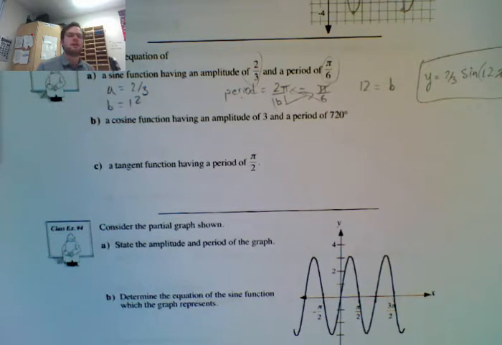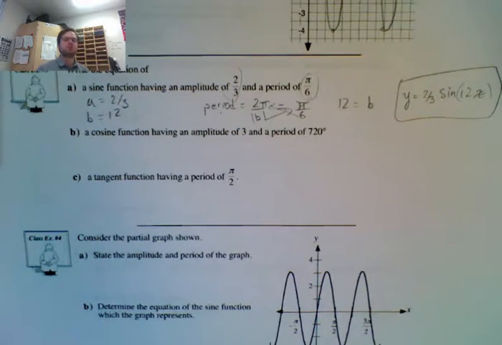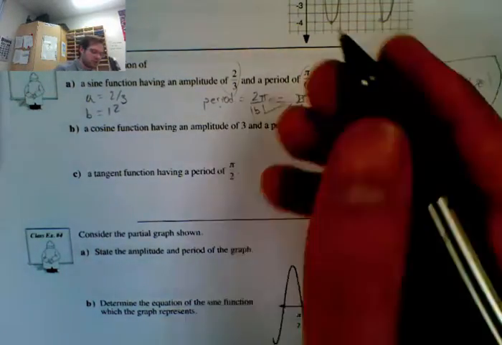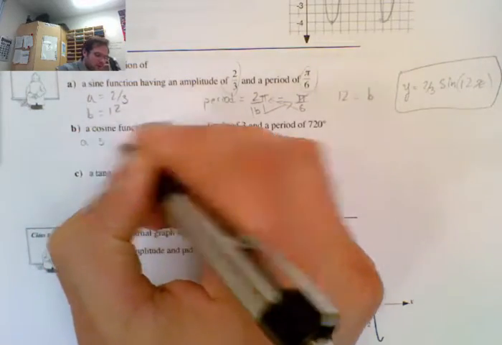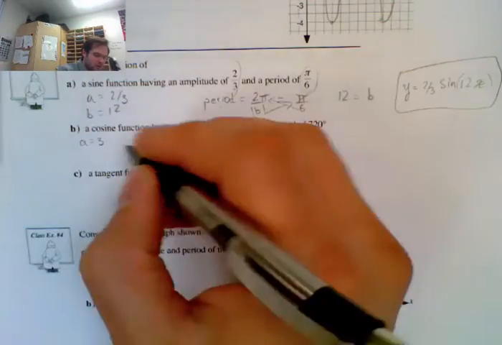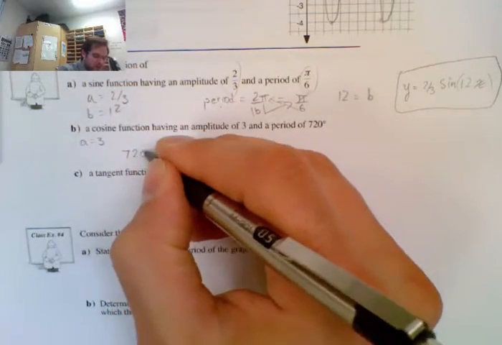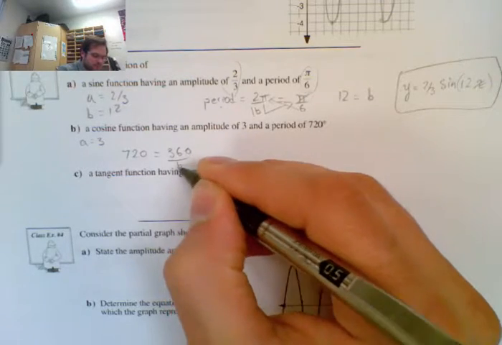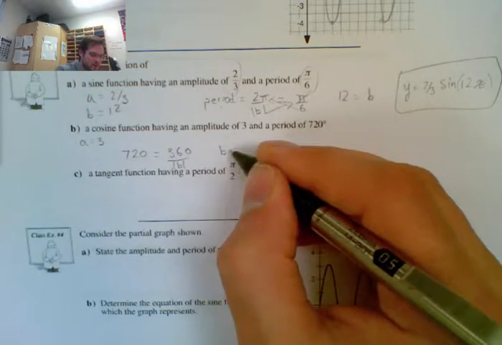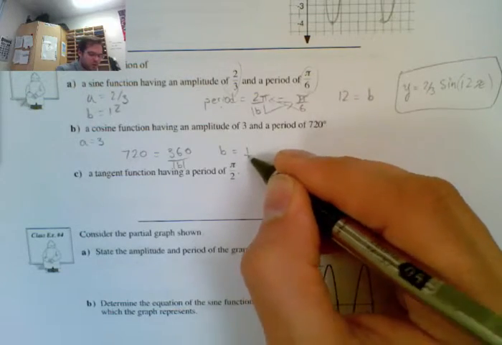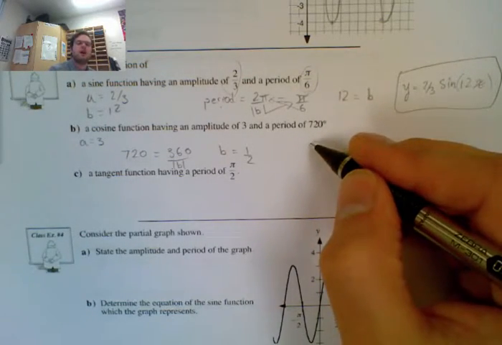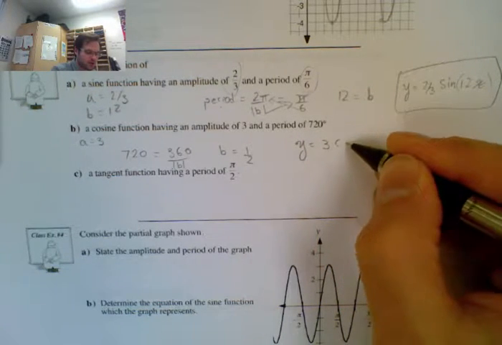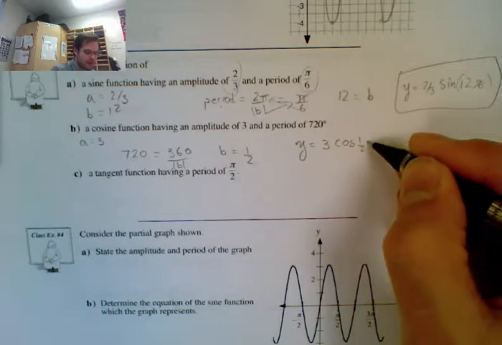So now let's take a look at b. It says a cosine function having an amplitude of 3 and a period of 720. So we know a is equal to 3, and for a period of 720, period is equal to 360 over b. I rearrange that, I'm going to get b is equal to 1 over 2. So if I put this in here, I'm going to end up getting y is equal to 3 cos 1 over 2 x.